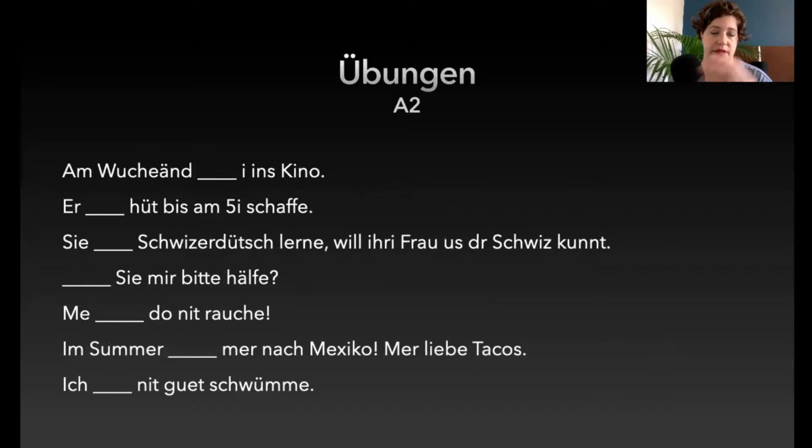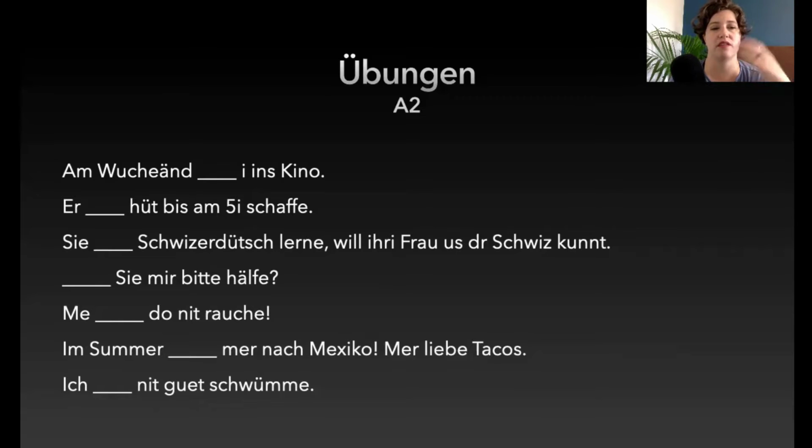That's that. Then A2. Here you have to find which modal verb is fitting and you have to conjugate it. Am Wochenende ins Kino. Heute bis am 5 Uhr arbeiten. Sie Schweizerdeutsch lernen, weil ihre Frau aus der Schweiz kommt. Sie mir bitte helfen. Wir hier nicht rauchen. Im Sommer mal nach Mexiko. Wir lieben Tacos. Ich nicht gut schwimmen. No worries, you will get the solutions to that.